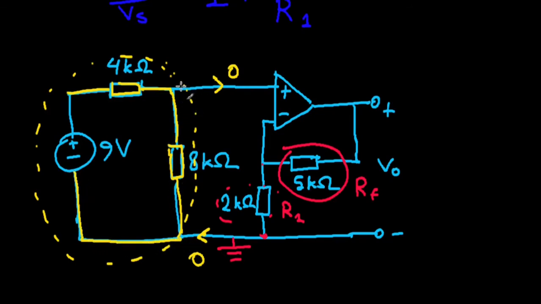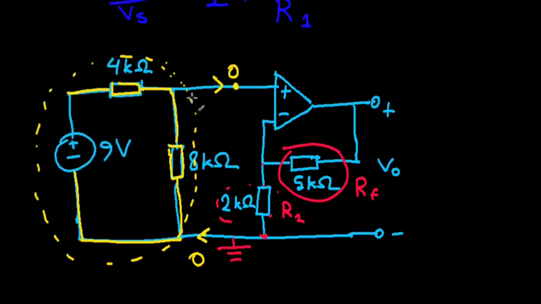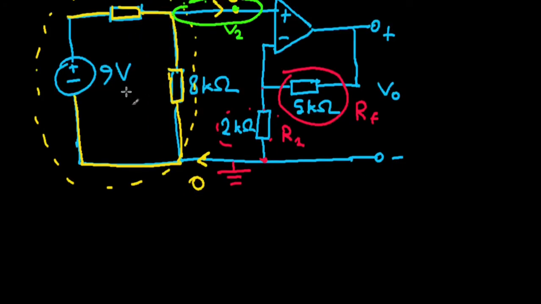So if I want to find, like, see here, what's our V2? This whole node, right? This whole node right here, right? This is the same, and the voltage here is going to be our V2, our non-inverting input.